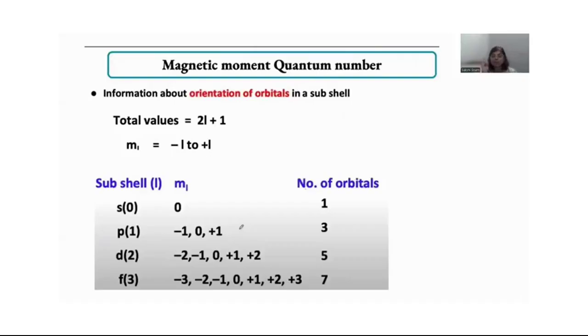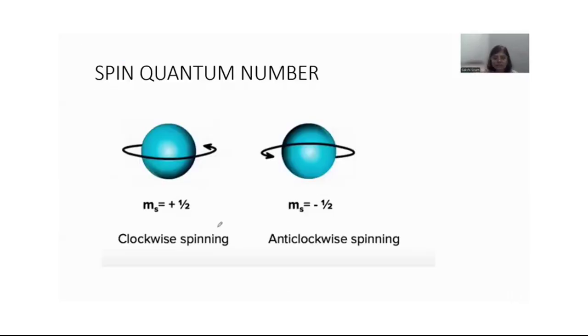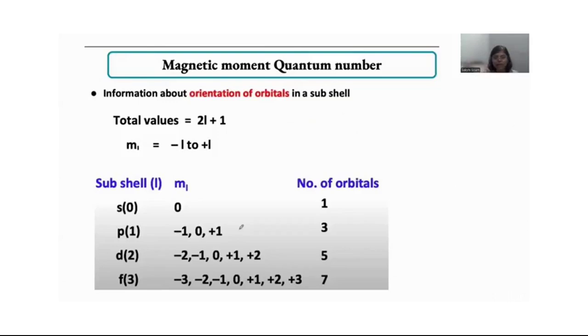Okay, next, the third quantum number is the magnetic quantum number. Basically, it tells us about the orientation of orbitals. First, let us understand the orientation. For example, if I have a p orbital, you know, a p orbital is a dumbbell shape. So the orientation of p can be like this. It can also be like this, and it can also be like this.